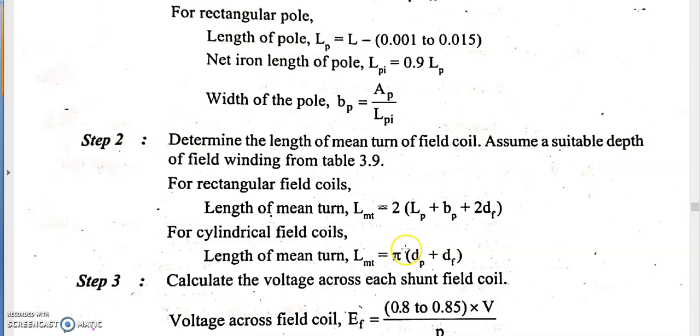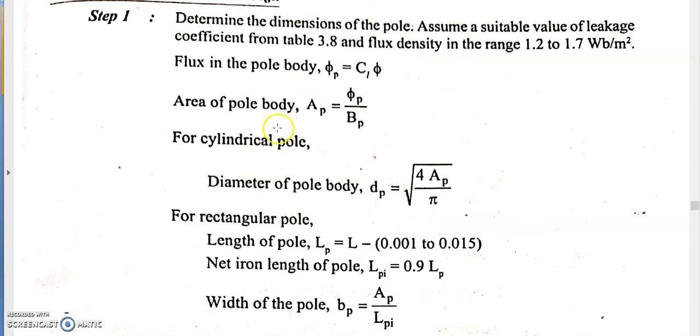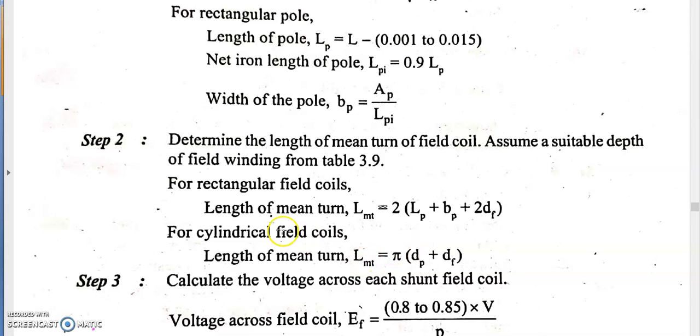With this, the pole design is over. The next parameter to calculate is the length of mean turn of the field coil, for a rectangular section and for a cylindrical field coil; these are the equations. If it is rectangular, the length includes the pole body, which is the inner length, and 2 times the depth at LP and BP, so 4 times the depth. These equations we have already derived.